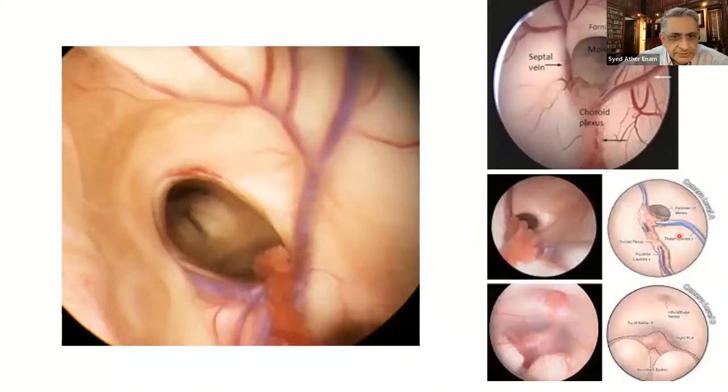This is a diagram from some other work, but here we see that as we enter into the ventricle, how can we know whether it is a left or a right?